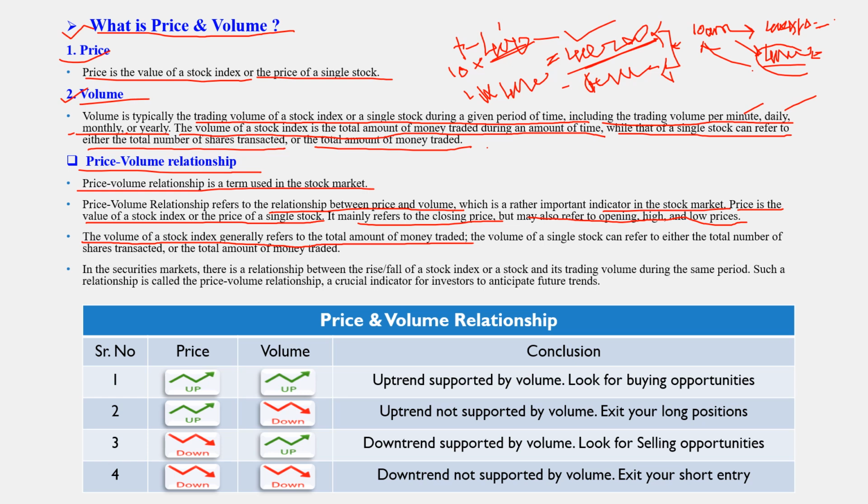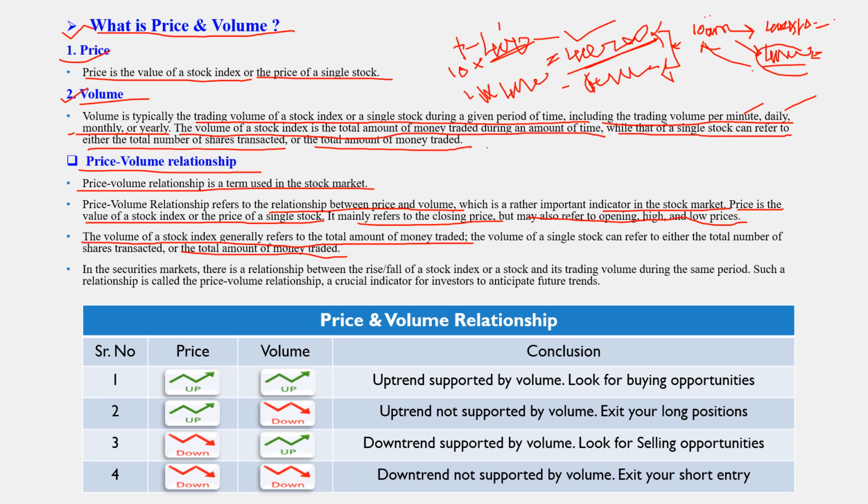The volume of a single stock can refer to either the total number of shares transacted or the total amount traded. This is only for 10 a.m. This volume will change because more traders will execute this trade at 10:10 a.m. So basically it is how many traders enter that trade over time, and they calculate the volume time-wise.